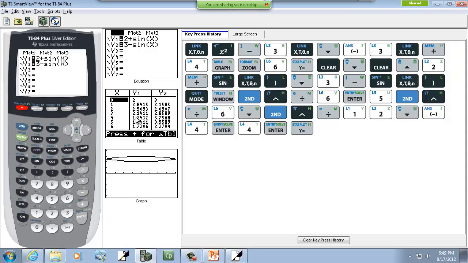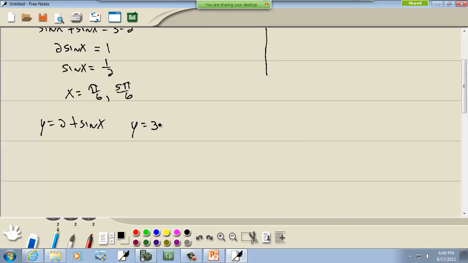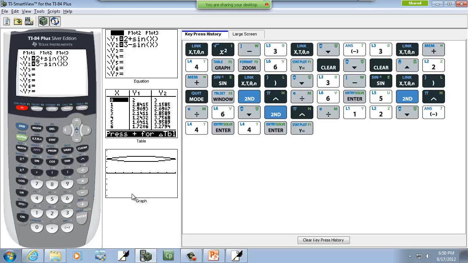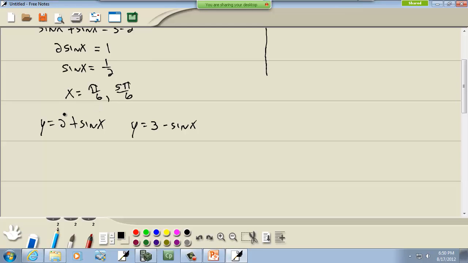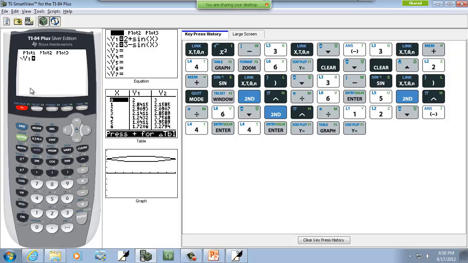So y is equal to 2 plus sine x, and y is equal to 3 minus sine x. Y is equal to 2 plus sine x is on y1, which means it'll be the first one to graph. So let's watch it. Push the graph. There's y1. And there's y2. So again, the 2 plus sine x was the first one, and obviously it's on top. So this is the one that's above, and this is the one that's below. You could always come back here and put like a thick line on one of them to easily tell.